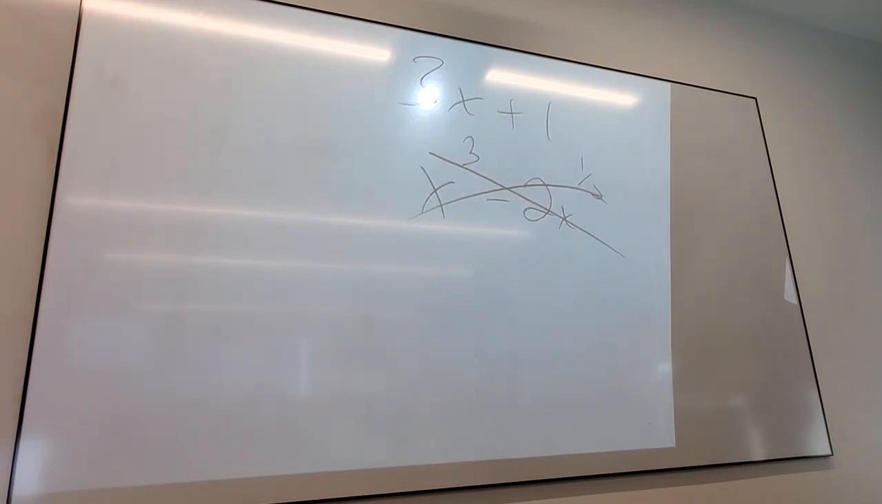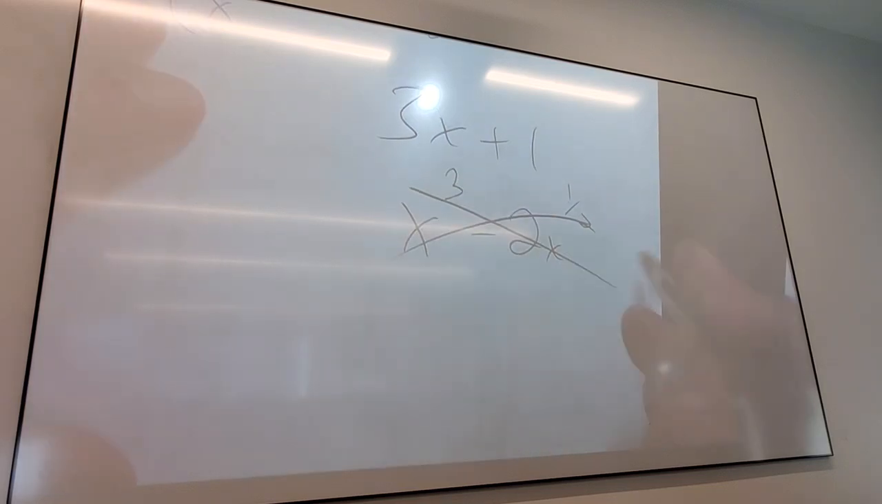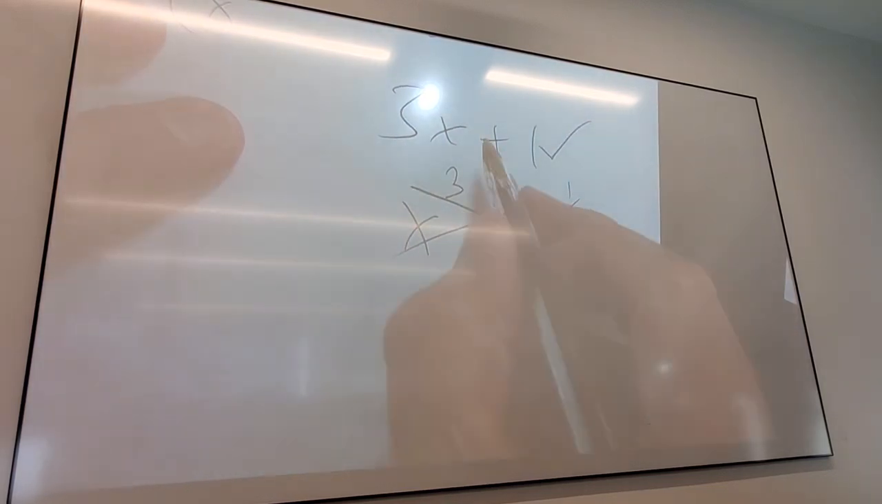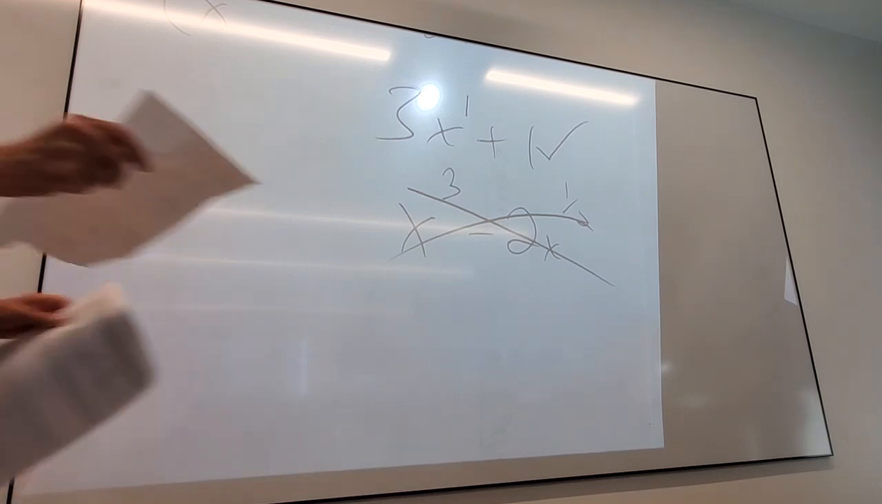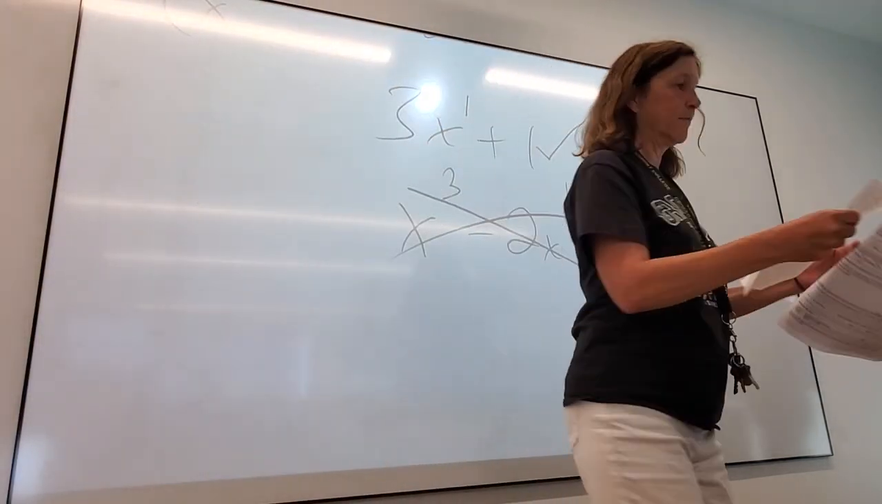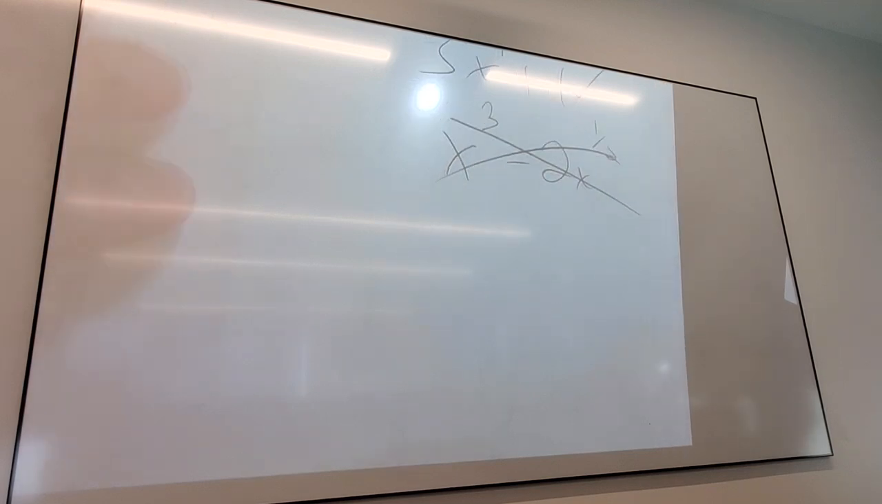So that's a polynomial, the 3x, because the only variable has a whole number power. But if there's any variable that has something that's not a whole number power, a fraction power, a negative number power, that's not a polynomial.